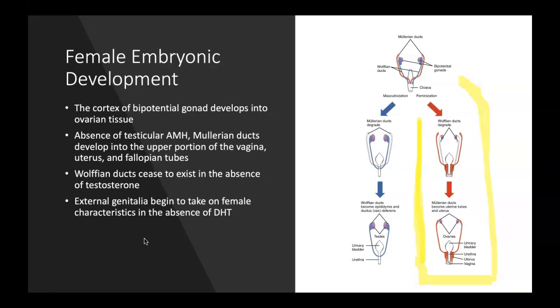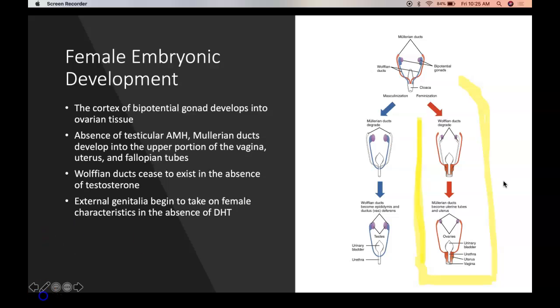All right, so female embryonic development. The cortex of the bipotential gonad develops into ovarian tissue, and then, like I said before, multiple genes are required for the development of the functional ovaries. So in the absence of testicular AMH, which is the anti-Mullerian hormone, the Mullerian ducts will develop into the upper portion of the vagina, the uterus, and the fallopian tubes. And then without testosterone, the Wolffian ducts degenerate. And then without the dihydrotestosterone, DHT, the external genitalia take on female characteristics.